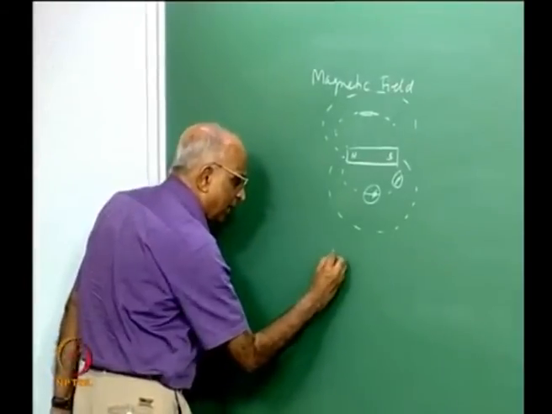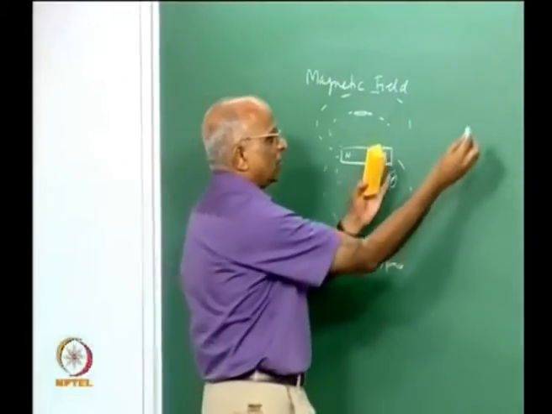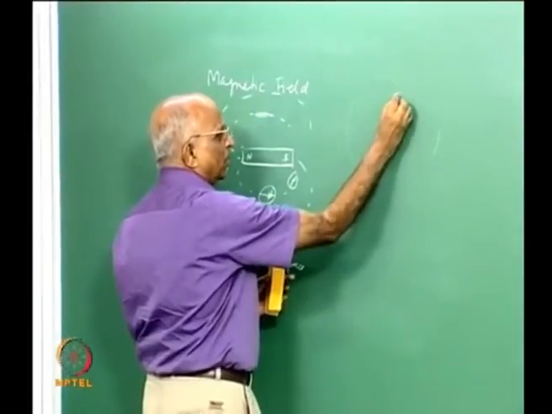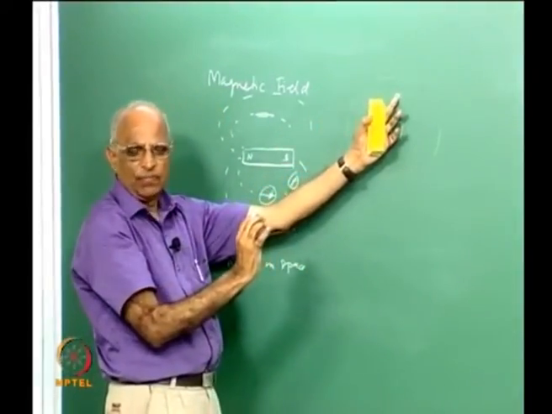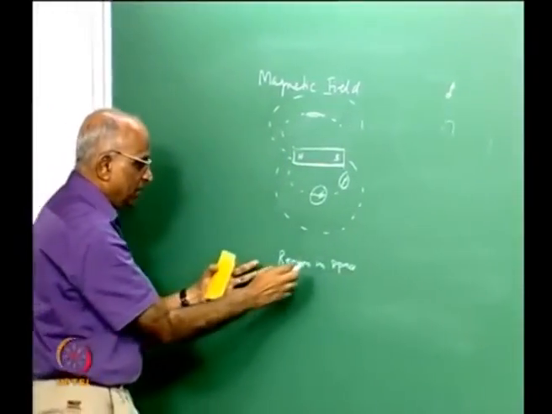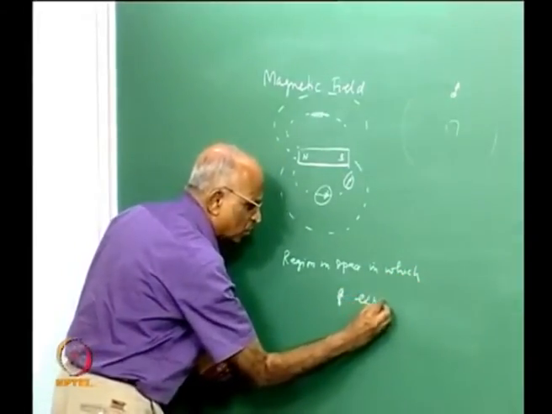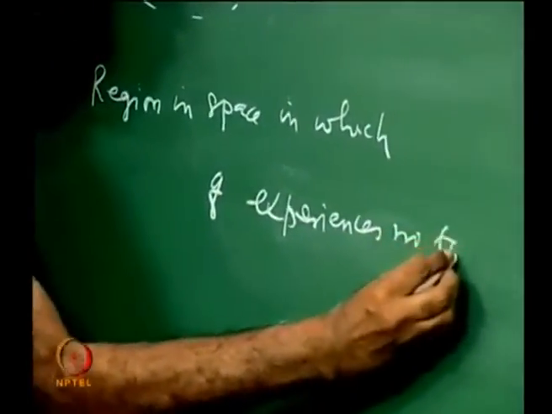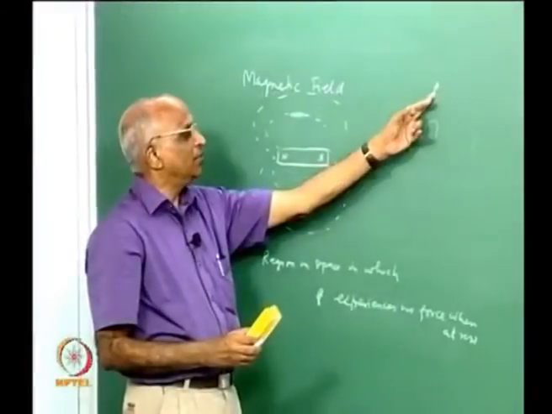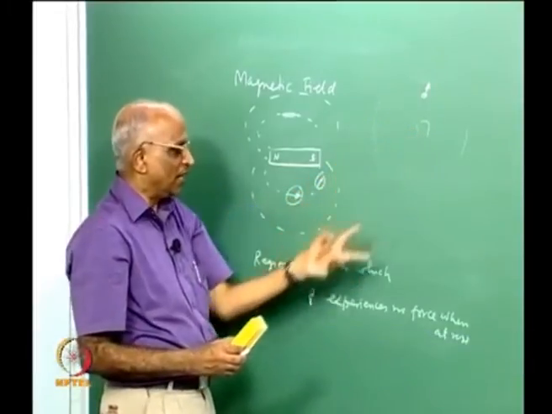Again it could be a region in space, or over here I consider a magnet, I have a magnetic field here. Now if I were to put a charge here, the charge does not experience any force. That means it is a region in space in which, let us say, a charge q experiences no force when at rest. If the charge were moving, then it experiences a force, then that field is known as a magnetic field.